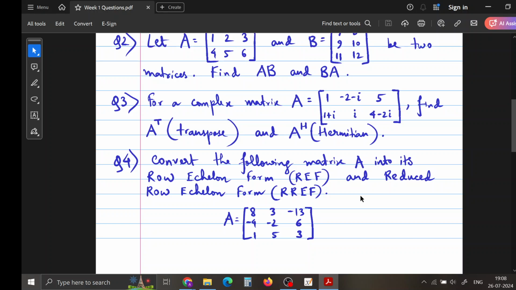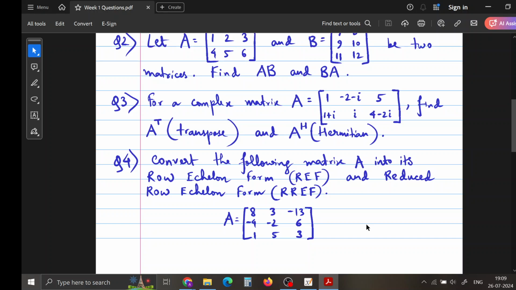So what is the row echelon form condition? If there is any row containing all zeros, then it should lie at the bottom of the matrix. That's the first condition. And someone introduced the term pivot. The pivot entry is the first non-zero entry of any row, or the leading non-zero entry of any row. For example, for this matrix A, the pivot of the first row is 8, because 8 is the first non-zero entry of row 1. Correct? So these are the two conditions.